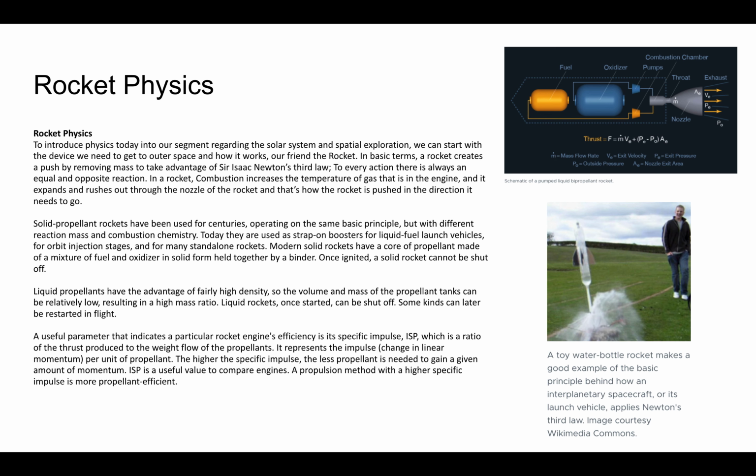Liquid propellants have the advantage of fairly high density, so the volume and mass of the propellant tanks can be relatively low, resulting in a high mass ratio. Liquid rockets, once started, can be shut off. Some kinds can later be restarted in flight.